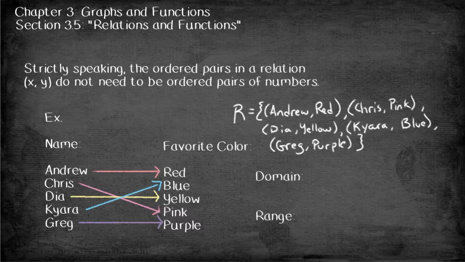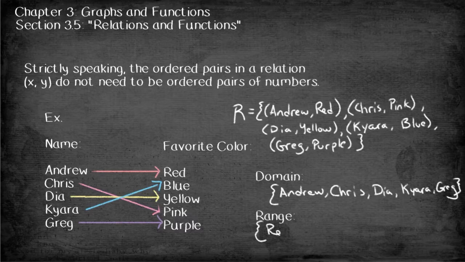So if we want to figure out what's the domain and what's the range of this relation, we just need to write out all of the x values, which in this case would be names, for the domain, and all of the y values, which in this case is favorite color, for the range. And so there we have the domain and range of that relation.